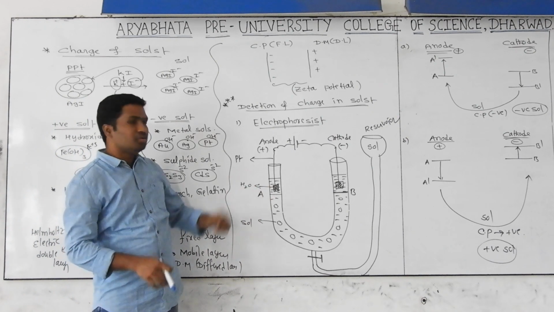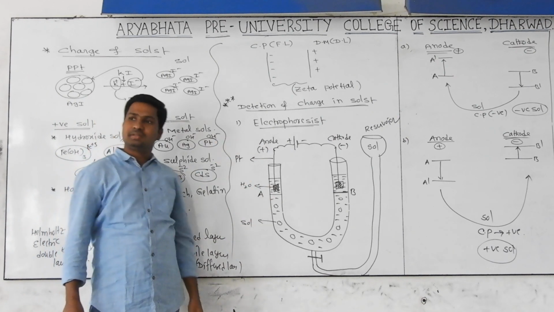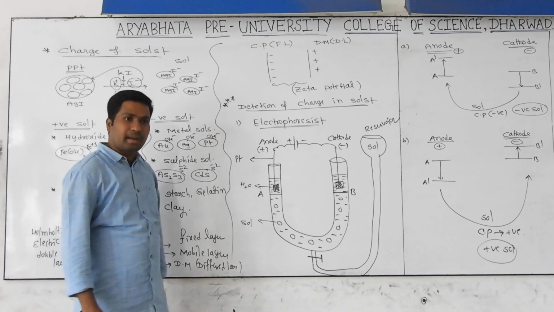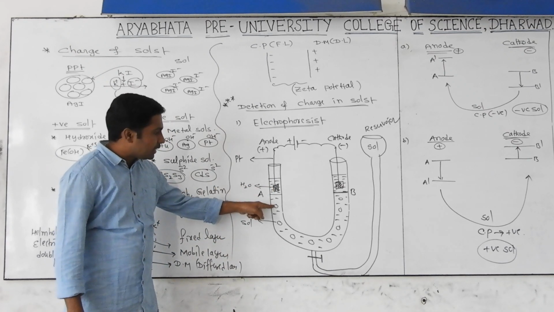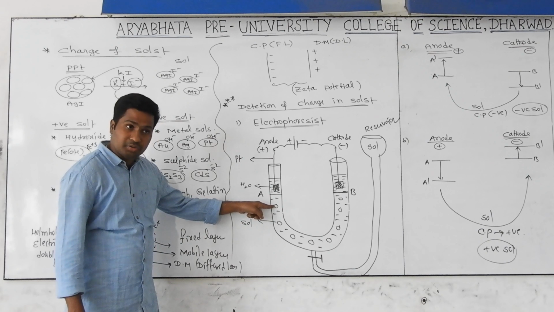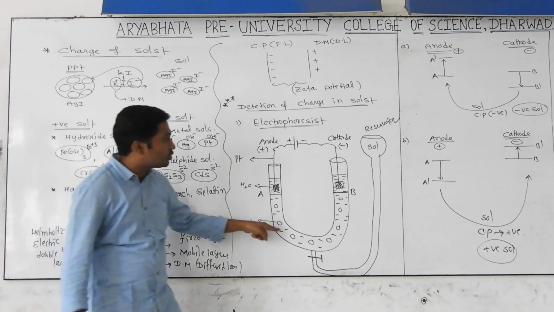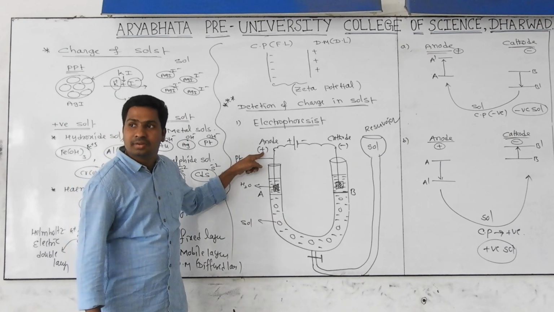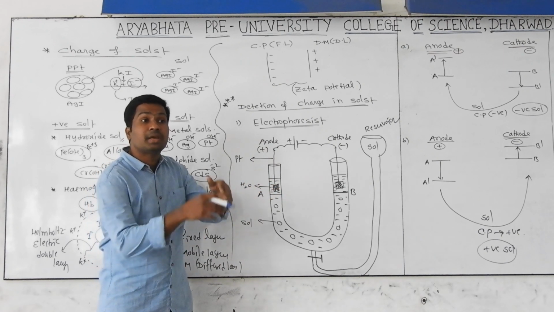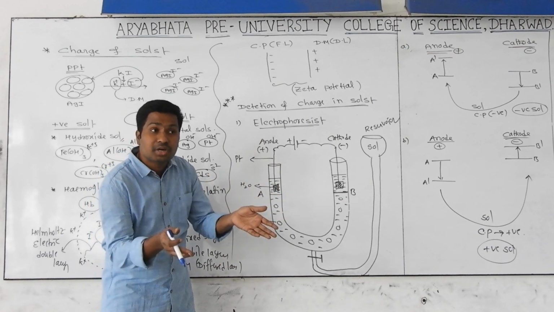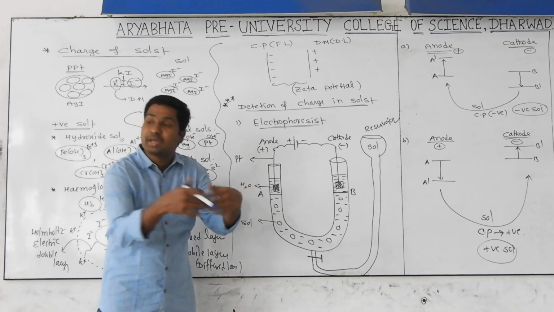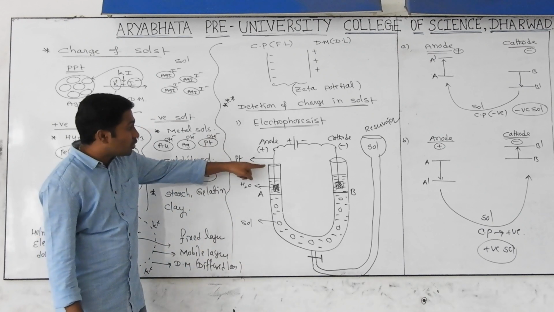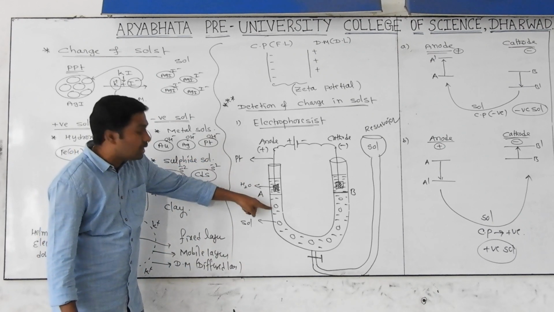Sir, why can't we do without water? Sir, directly we can dip the rods in the sol. Yes, what is the problem? If you directly dip these rods in the sol, what happens? The colloidal particles may carry positive or negative charge. If they are negatively charged, they go directly towards the positive rod. At the positive rod, what is happening? Oxidation. The colloidal particles become chargeless, they aggregate together and become like a precipitate. The whole concept will be disturbed. That is why we should not directly dip these electrodes in the sol.